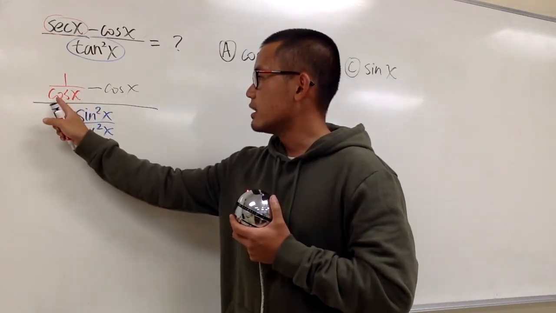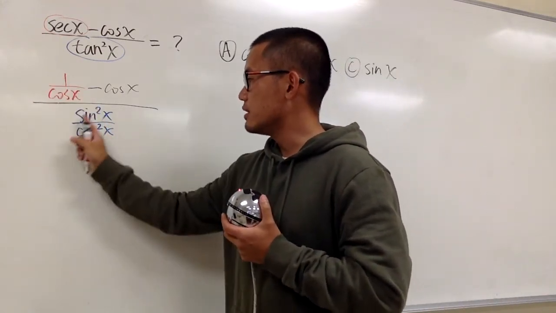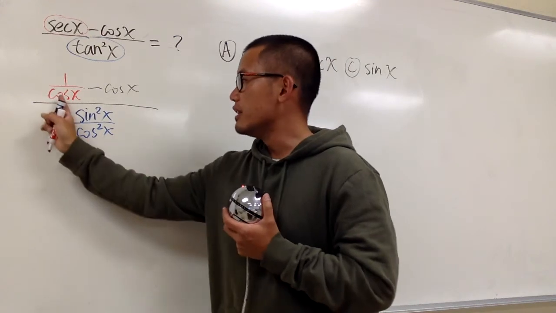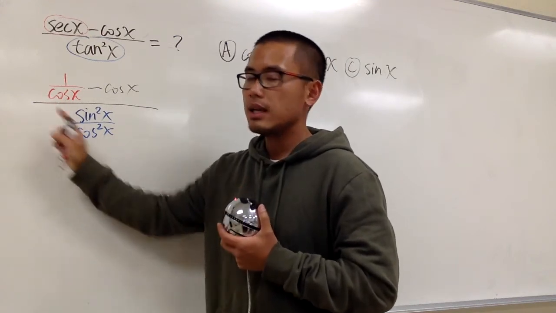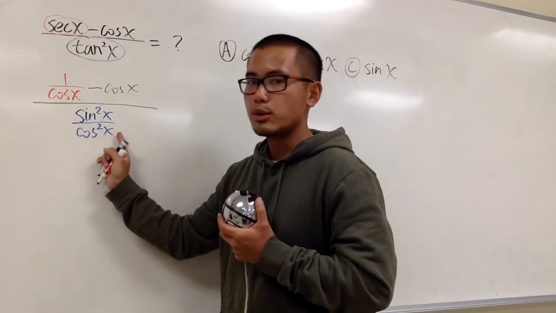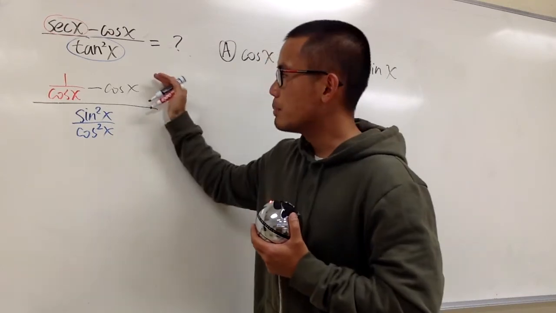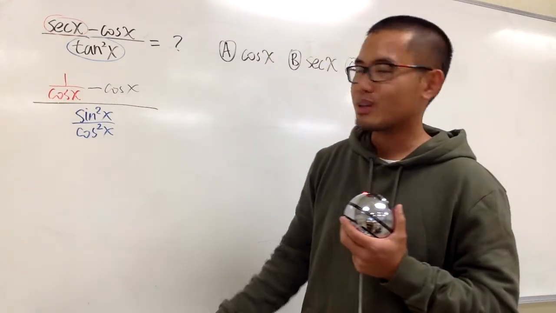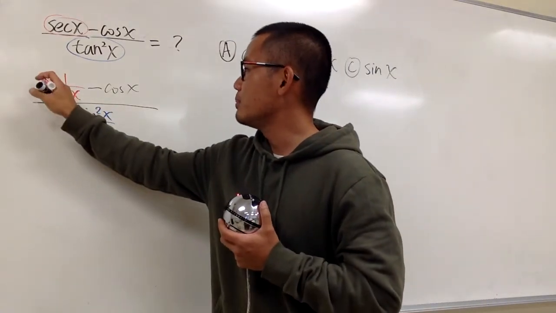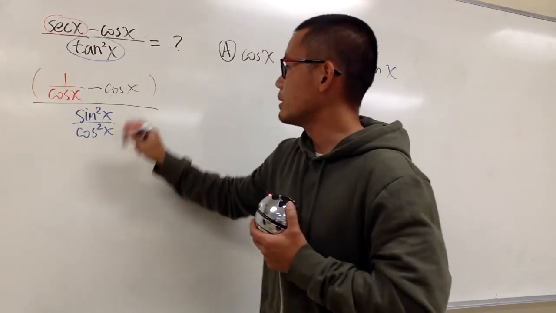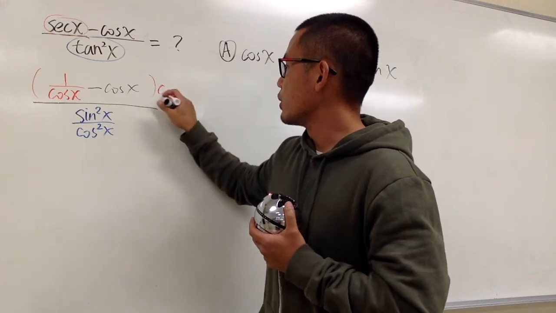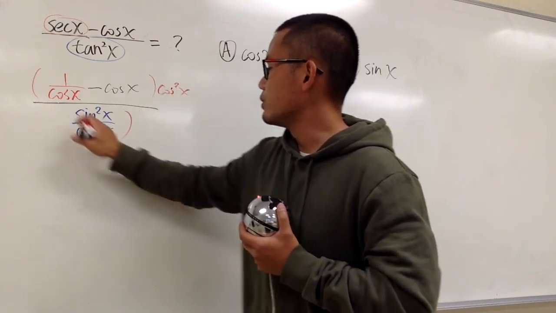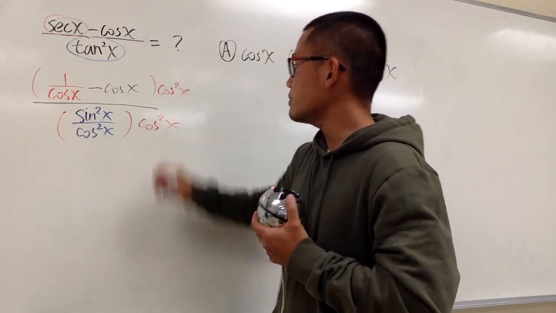So we see that this is the small fraction, this is another small fraction. The denominator here is cosine x. The denominator here is cosine square x. I'm going to multiply everything by cosine square x. You pick the bigger power, right? So let me do that. Let me put this down in red. Let's multiply the top by cosine square x, and we do the same on the bottom as well.